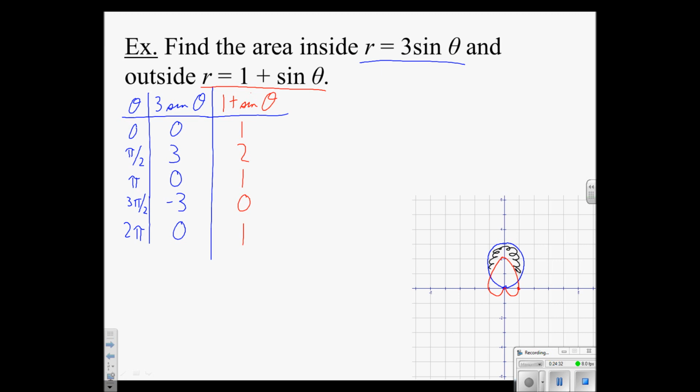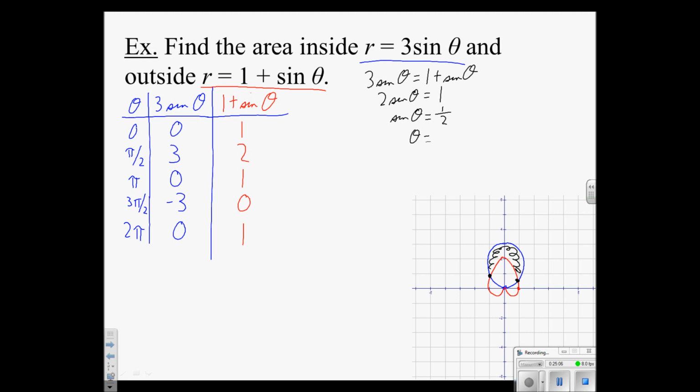Okay. Well, I have a big question, and that would be, where do these graphs intersect? What are these intersection points? Here and here. So to answer that question, we're going to need to set the equations equal. So 3 sine theta is equal to 1 plus sine theta. So 2 sine theta equals 1. Sine theta equals 1/2.